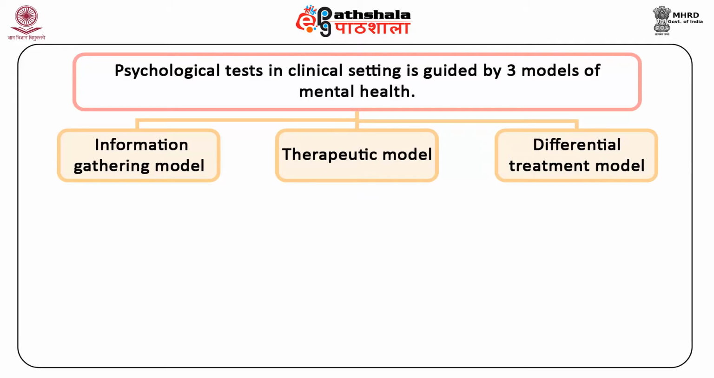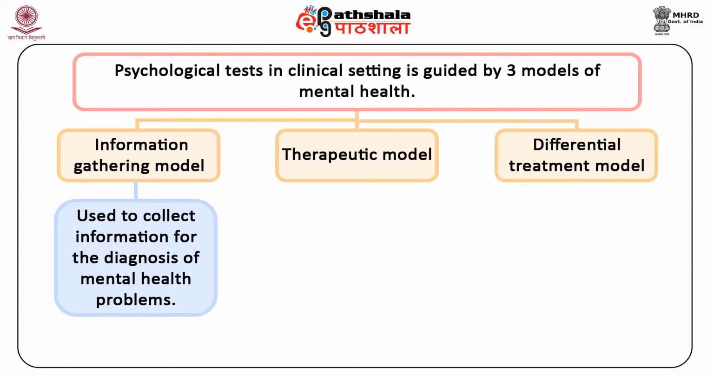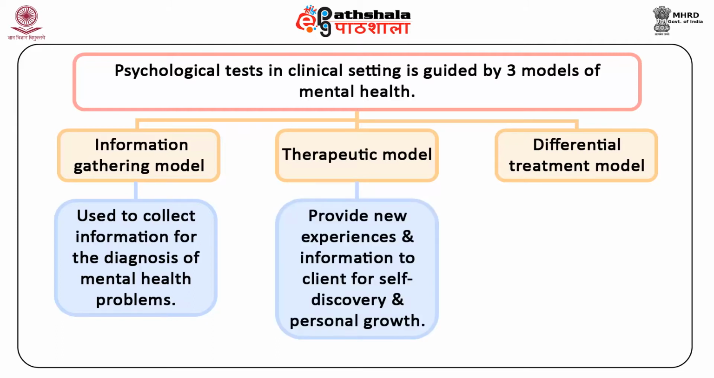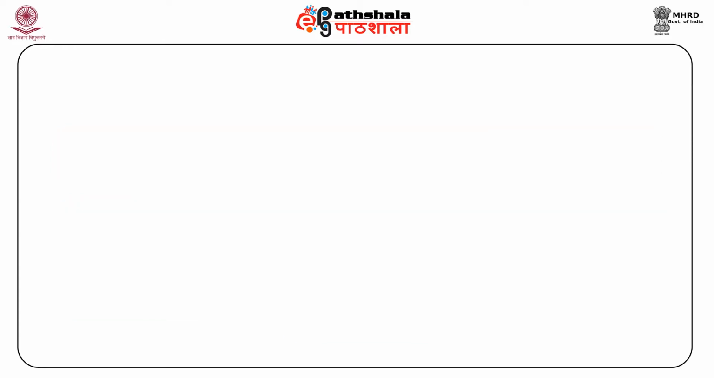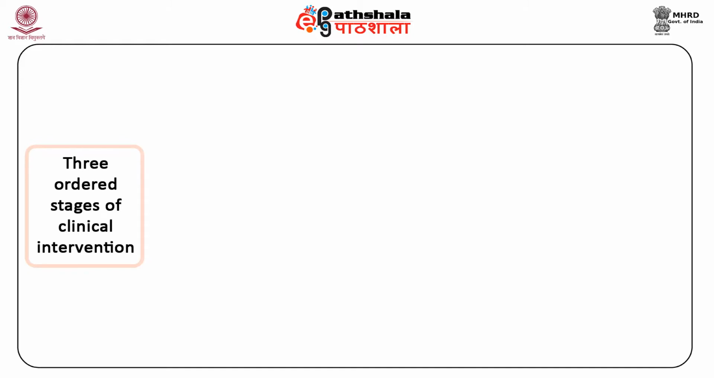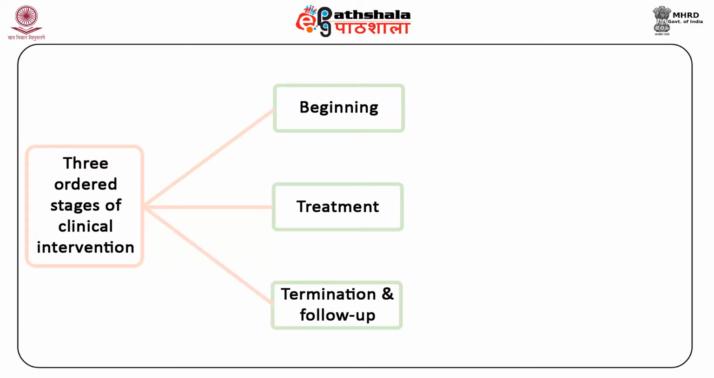Information gathering model is used to collect information for the diagnosis of the mental health problems. The psychological tests in the therapeutic model provide new experiences and information to the client for self-discovery, personal growth, and development. The differential treatment model represents the use of tests for conducting research and evaluating the outcomes of the intervention programs. Therefore, there are three ordered stages of clinical intervention: beginning, treatment, and termination and follow-up.